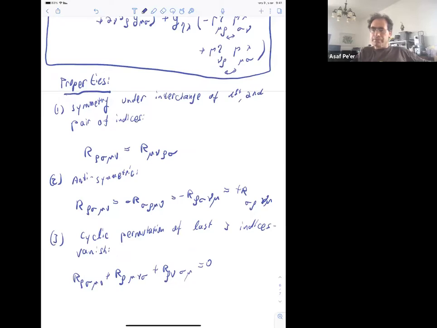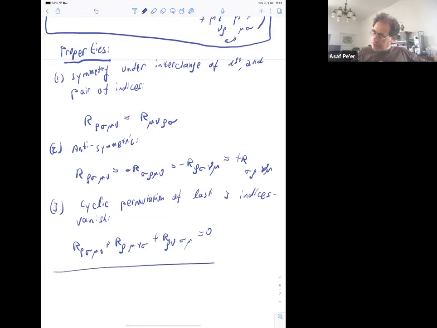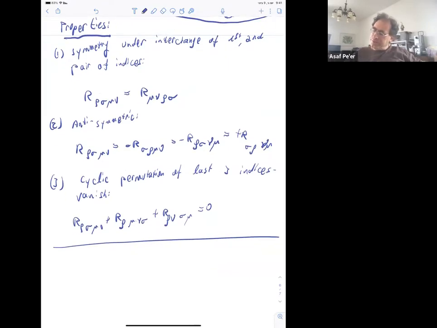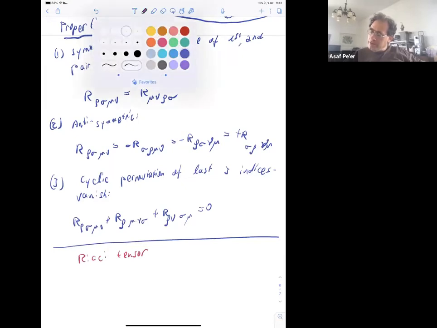Okay. Before we explore the consequences of that, I want to introduce some other tensors, which we can introduce even without using the metric. The first one that I'm going to introduce is called the Ricci tensor. Ricci is actually an Italian name.